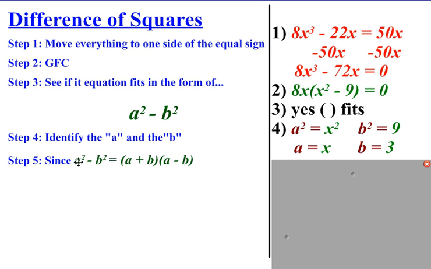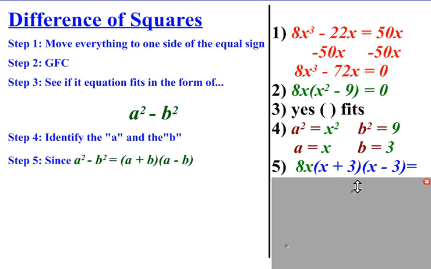Step 5 is since a squared minus b squared goes to a plus b times a minus b, we're going to write it into our form. That 8x comes straight down. We're just writing the inside of the parentheses in there. So a was x, so x goes in the first part of both. B was 3, so 3 goes in the second part of both. Okay, so if we did all of that, it would come right back to what it was originally. So this is our factored form right here, the 8x parentheses x plus 3 parentheses x minus 3.